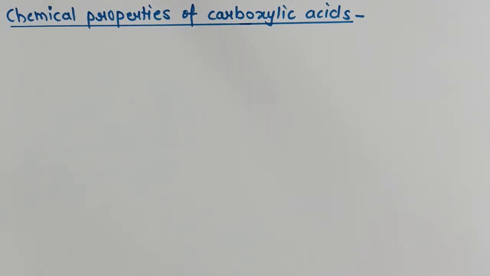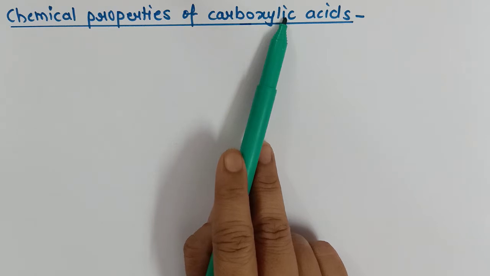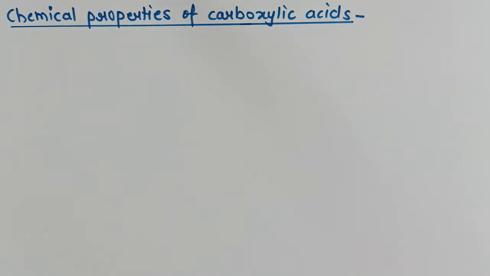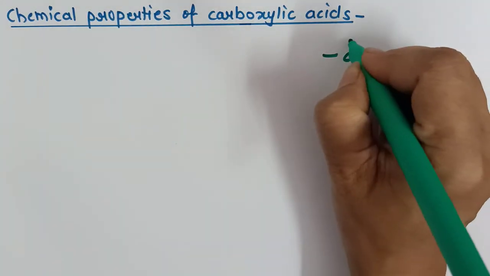Hello dear students, welcome to the last part of the chapter Aldehyde, Ketones and Carboxylic Acid, where we are going to discuss various chemical properties of carboxylic acid. Now carboxylic acid shows a variety of chemical properties because of the presence of various functional groups in them.